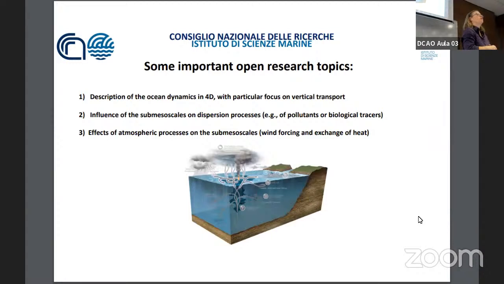So some important open research topics on mesoscale and submesoscale. First of all is the description of these processes in space and time. And what is the influence of these processes, for example, in terms of dispersion of pollutants or of biological particles, as well as microplastic, for example. And then we also focus on investigating what are the effects of the air-sea interaction on the evolution of the submesoscales.